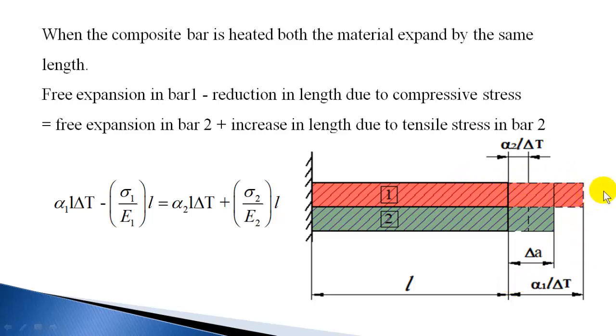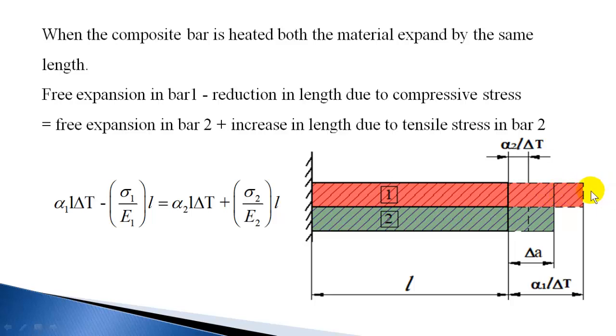Then bar 2 is exerting a compressive force and reducing its expansion to del A. So to get del A, you can say the free expansion alpha 1 L delta T minus change in length due to that stress will give the permitted expansion or allowed expansion. So alpha 1 L delta T minus sigma 1 by E1 into L, that is strain into the length of the bar, will give the change in length due to that compressive force.